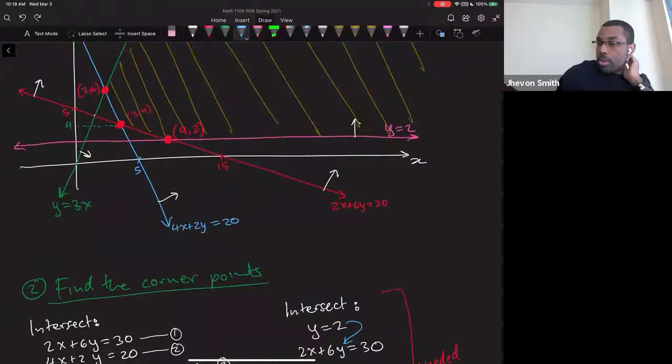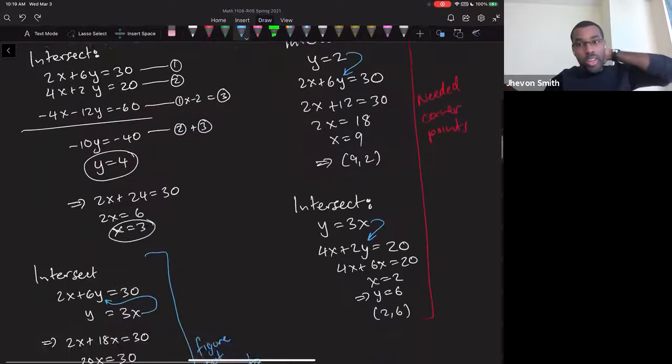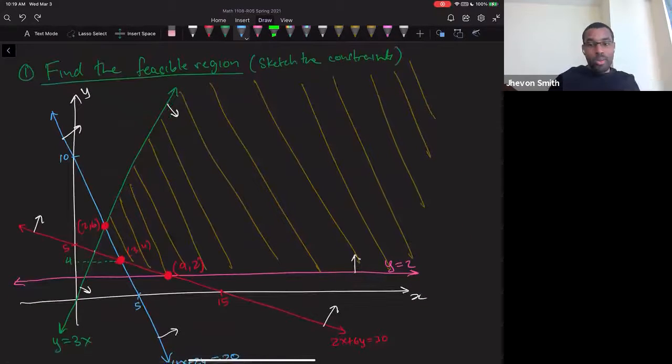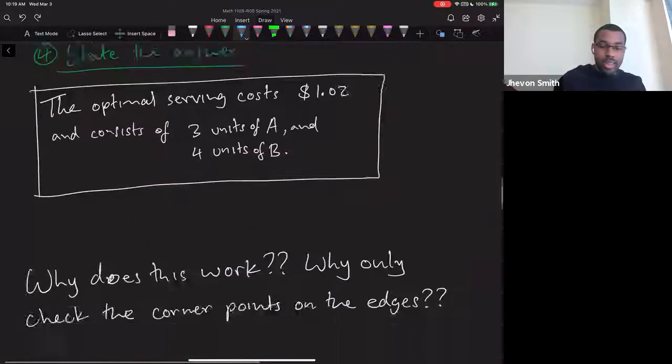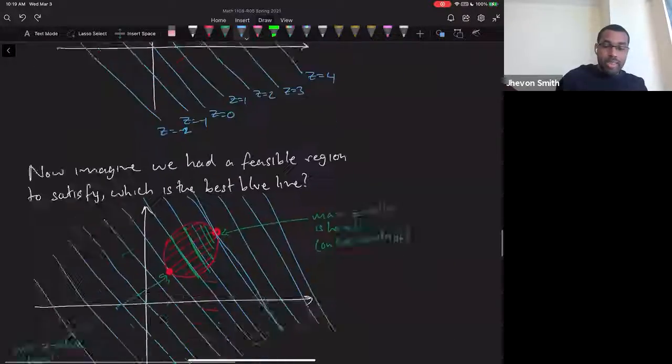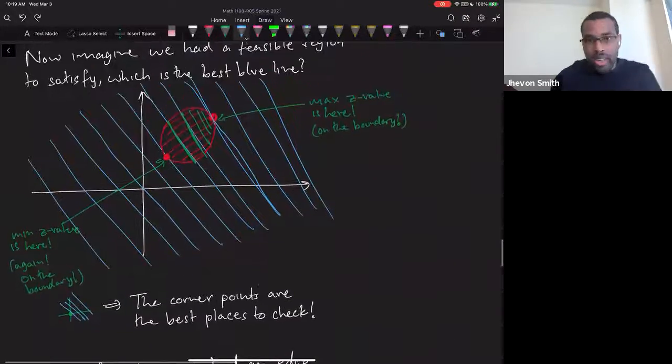So you can even tell, if you were to draw a bunch of objective lines, you could tell just from the picture, with no calculations, exactly where the best thing would be. And this is the idea behind that, right? To maximize or minimize the Z value, you keep pushing to the edges. It's always going to be on an edge.